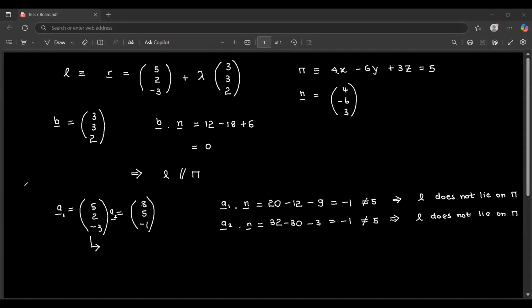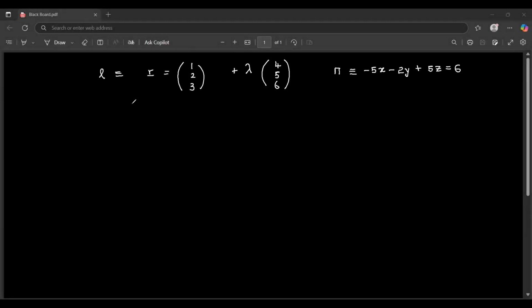Let's do another question. It's the same question. They have given us the line L and the Cartesian equation of phi. We just have to find if line L is parallel to phi. If it is parallel to phi, we have to check whether it lies on phi. Pause it and do it by yourself, then you can check the answer. So the first step.